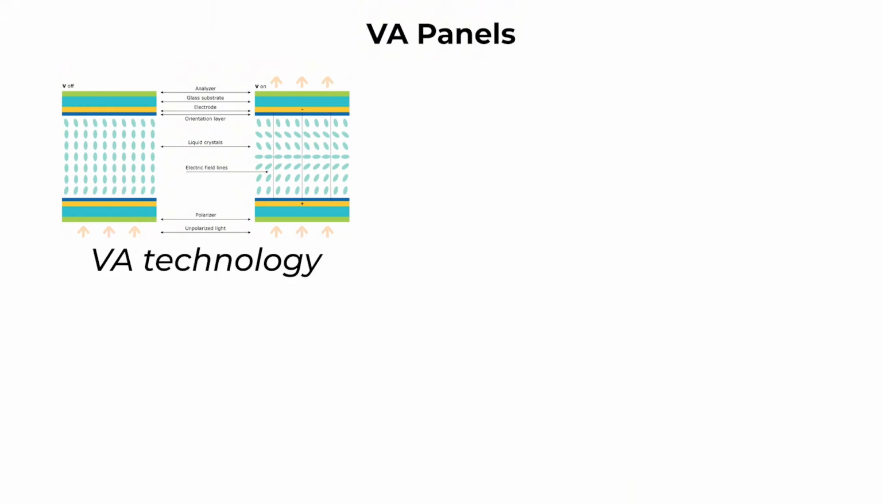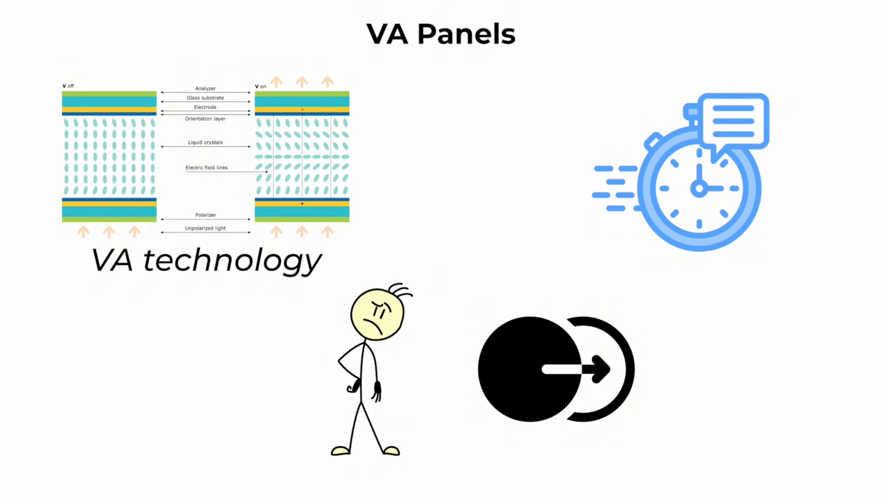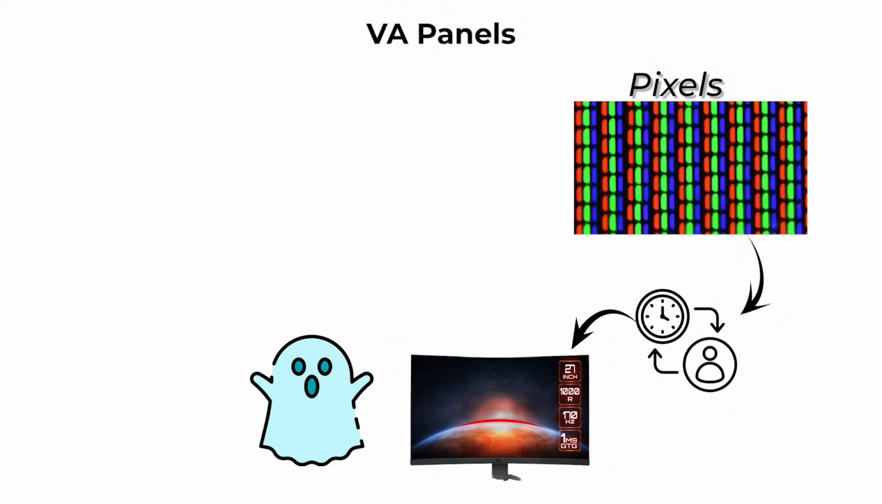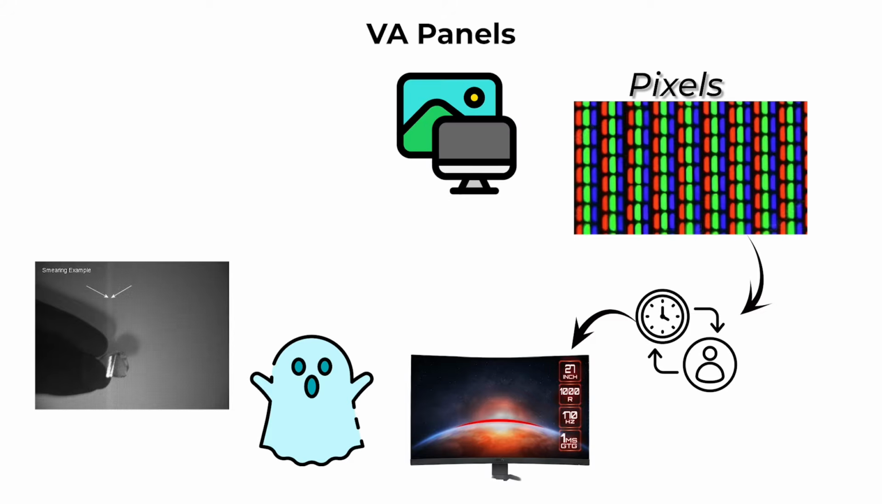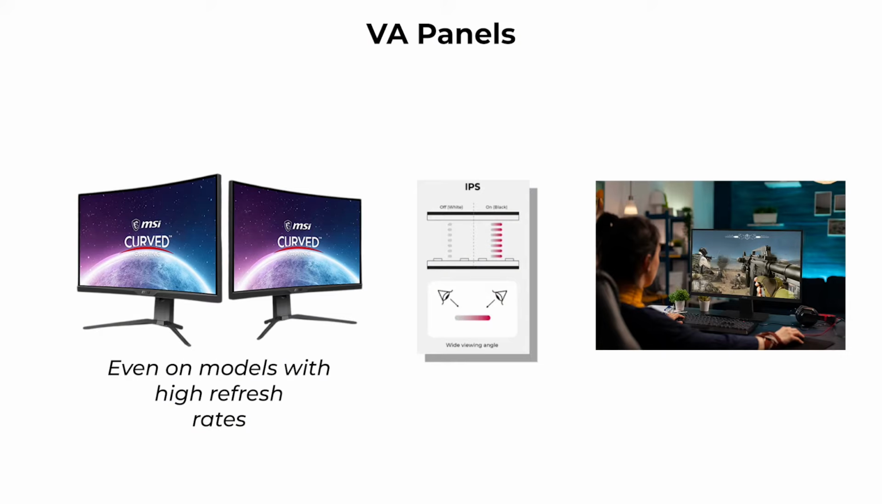The main drawback of VA technology is response time, especially in darker transitions. Pixels can take longer to shift between shades of gray, which can cause ghosting or smearing effects in fast-moving scenes. Even on models with high refresh rates, this slower dark-level response can be noticeable to gamers.